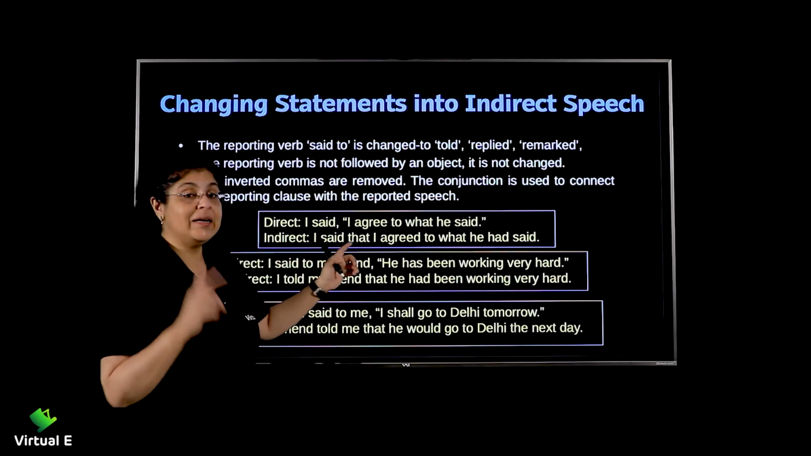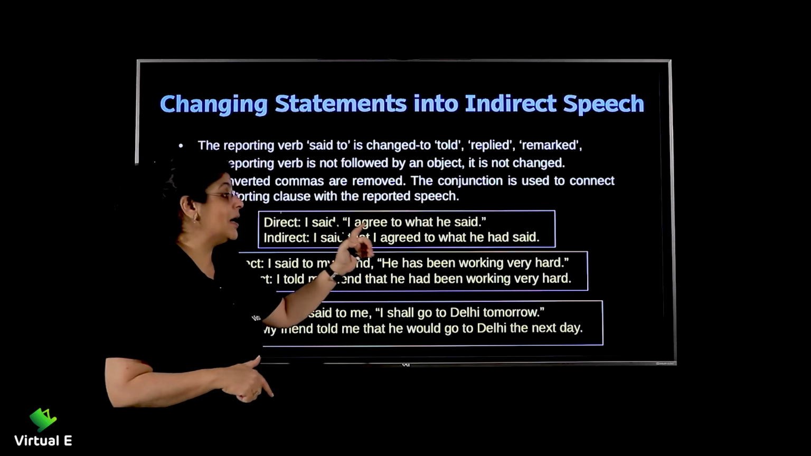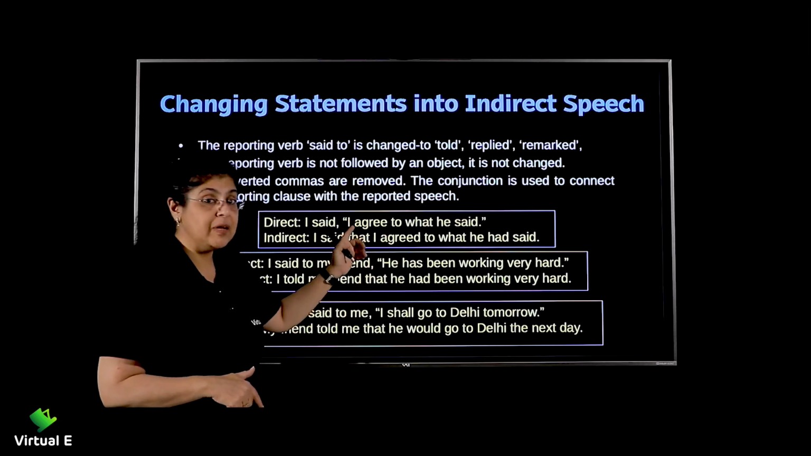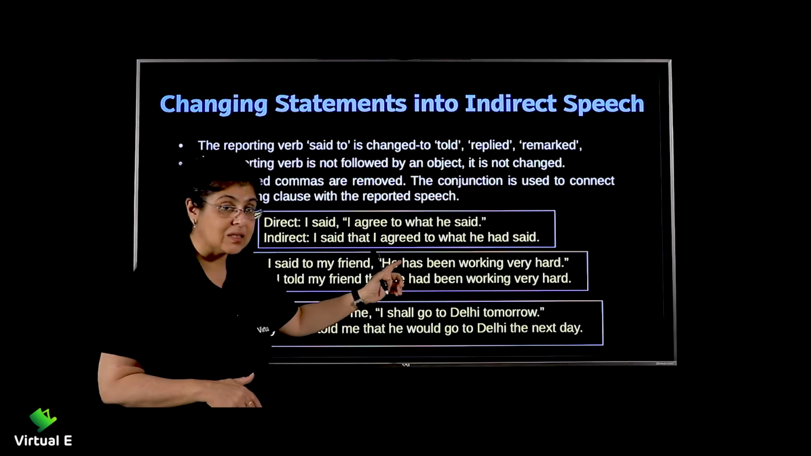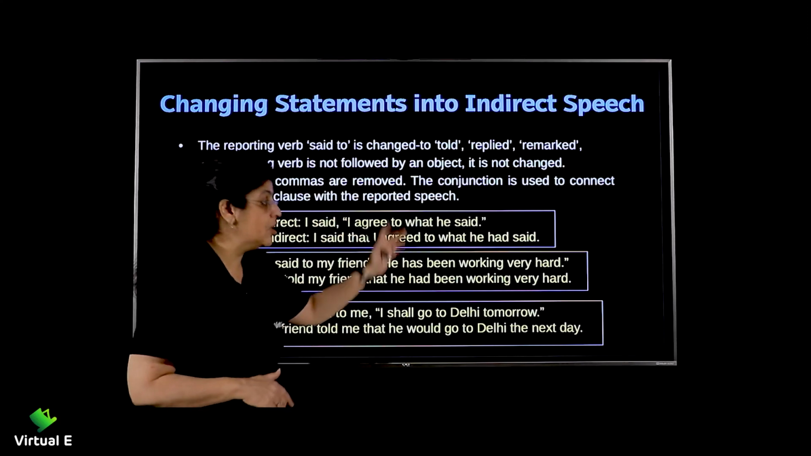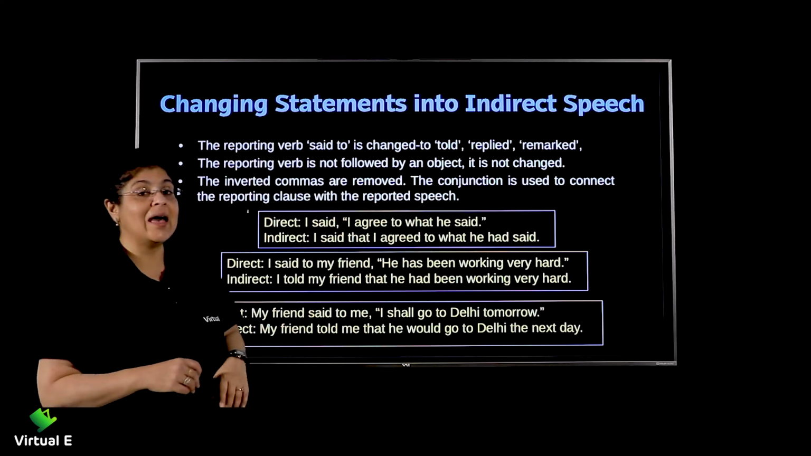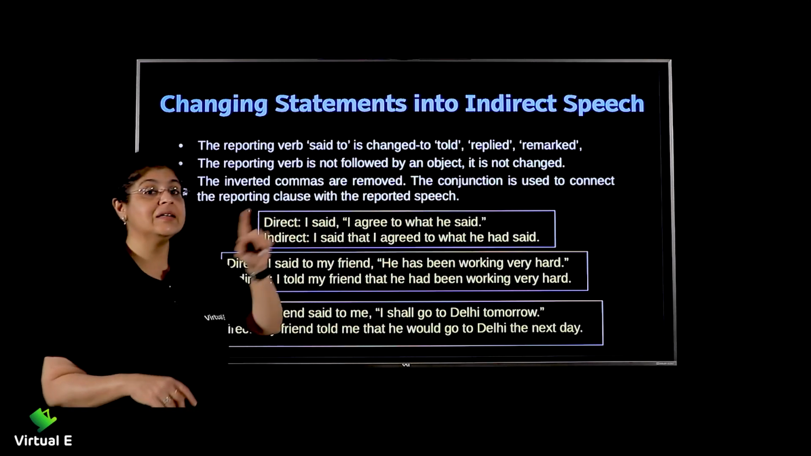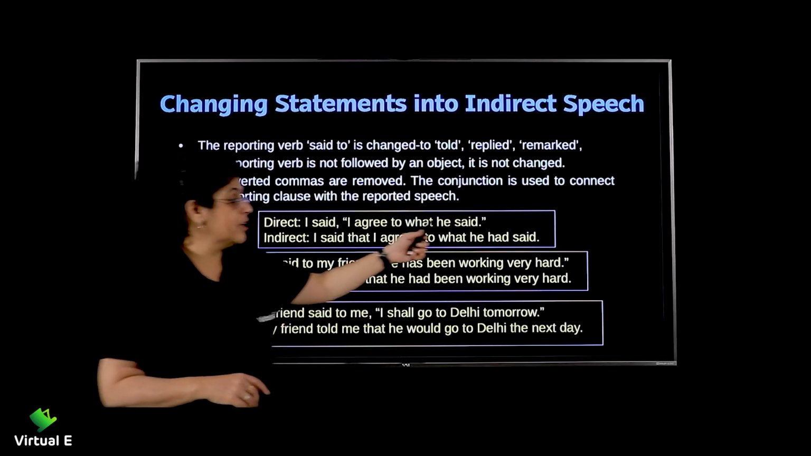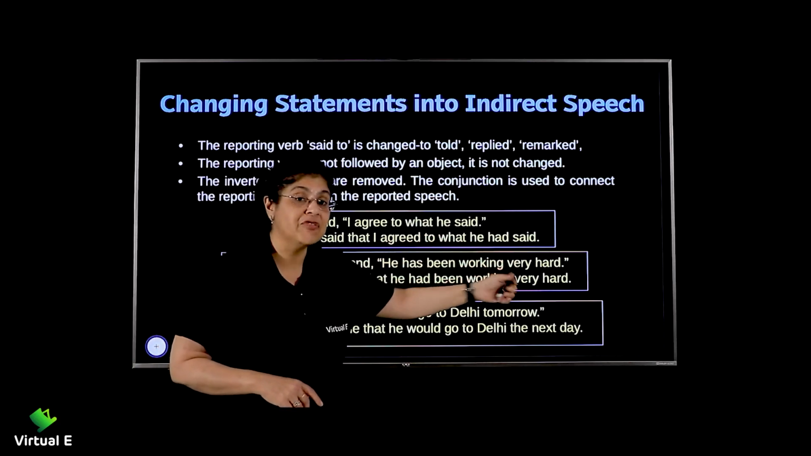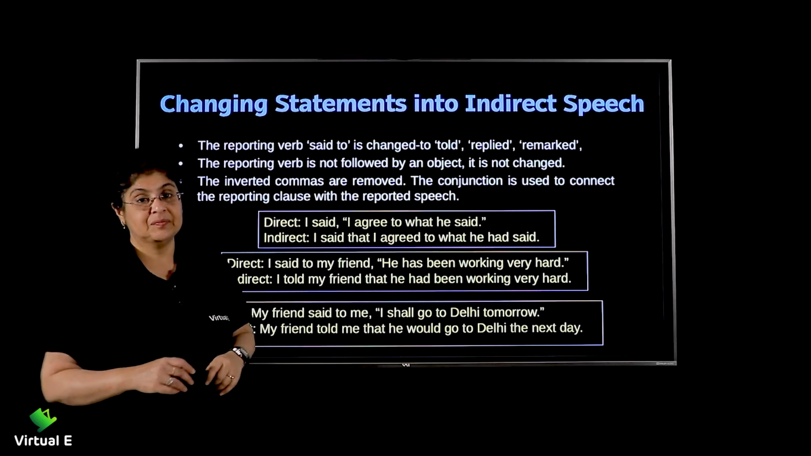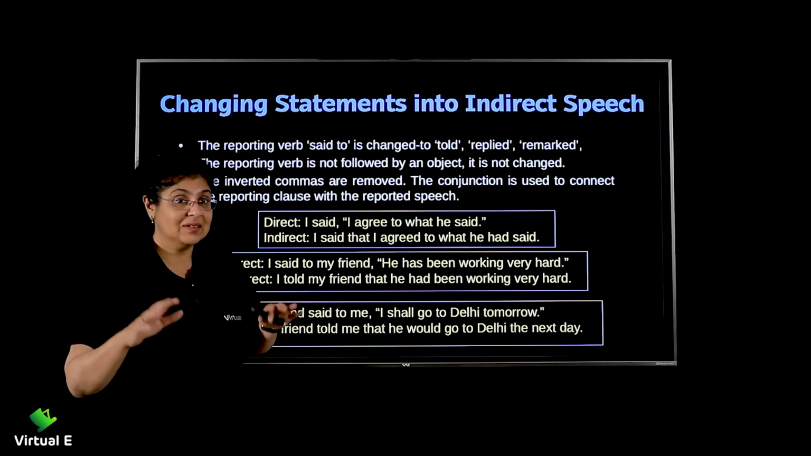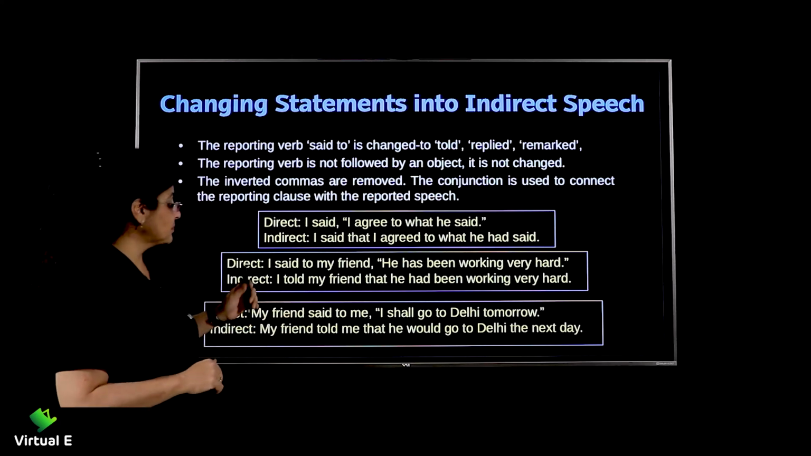So, I said that I agreed. Simple present changes to simple past. I agreed to what he had said. He said, he had said. Past changes to past perfect, had. Are we clear? Listen attentively.